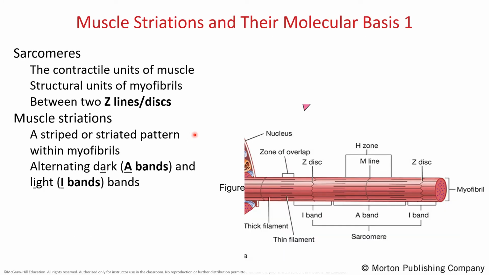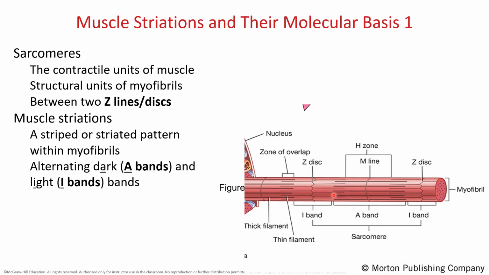So the sarcomere is the contractile unit of a muscle. So right here, sarcomere is from Z disc to Z disc here. So that is a sarcomere. We are going to see muscle striations because of the alternating dark A bands and the light I bands.